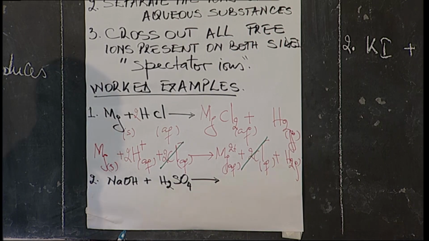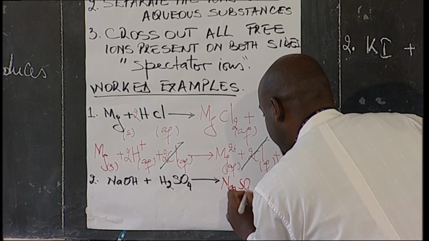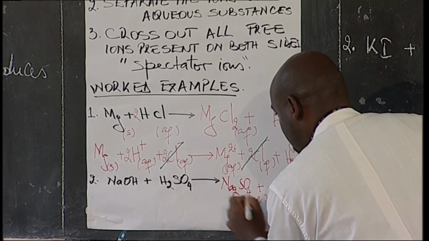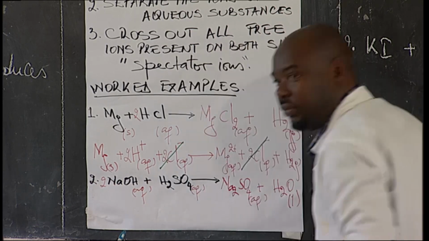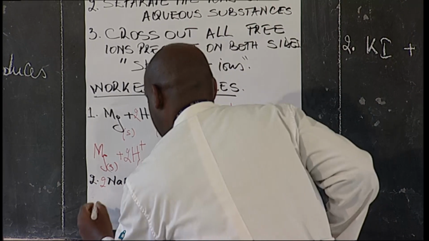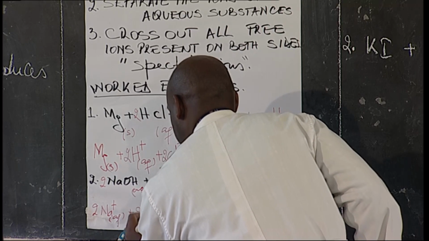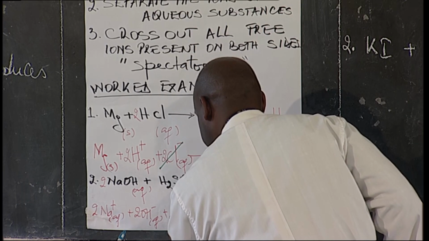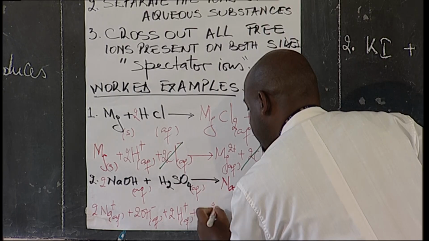Let us have a look at the second equation. Here we have sodium hydroxide reacting with sulfuric acid to produce sodium sulfate and water. Water is in the liquid state, the others are aqueous, and we balance. We separate the ions. Here we have 2 sodium aqueous plus 2 OH negative aqueous plus 2H positive. All the substances we have here are in the aqueous form, so we separate the ions.